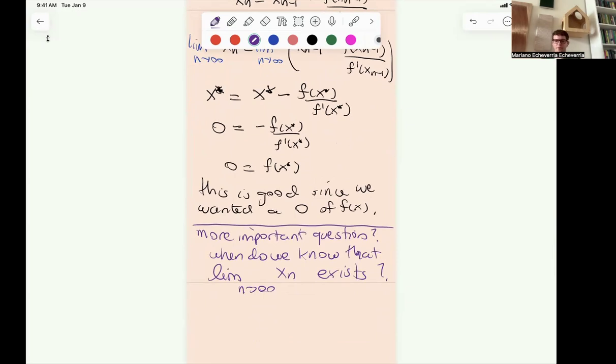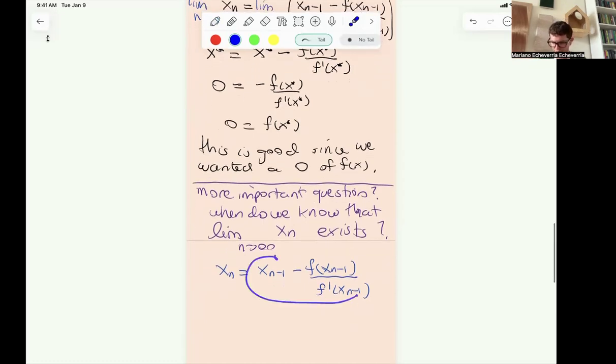Okay, so again, let me just rewrite the sequence. This was the formula for the sequence: xn equals xn minus 1 minus f of xn minus 1 divided by f prime of xn minus 1. Now, it's actually interesting, and this goes to one of the questions at the beginning of today's class, where I briefly mentioned that this is related to a fixed point theorem, but it's not super obvious at the beginning. To see the connection, what you can do is define a new function which is related to this formula.